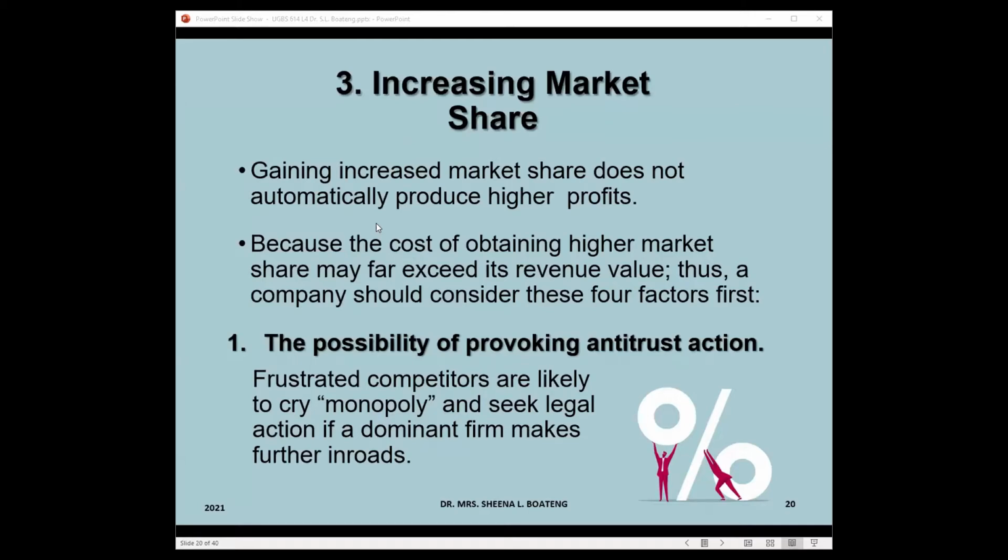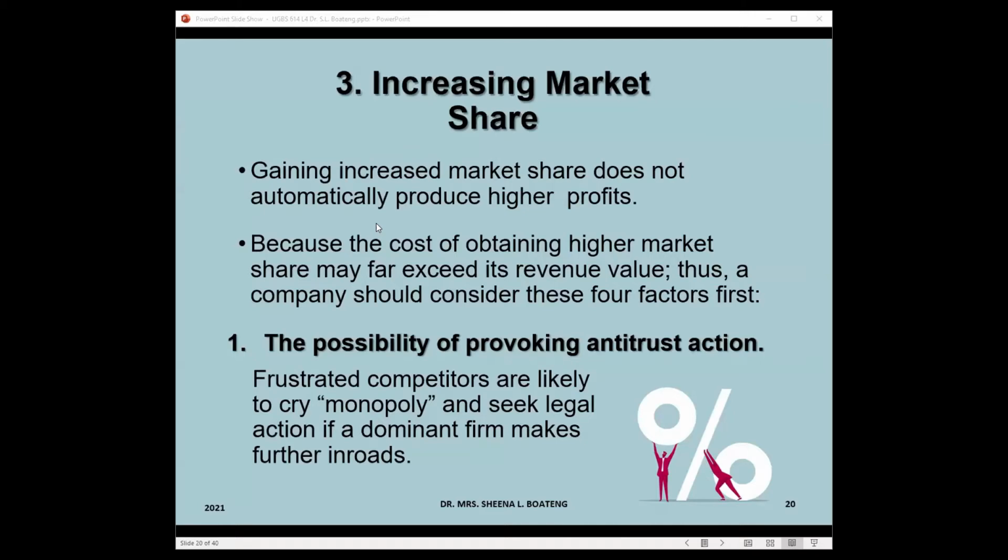For instance, one, we can talk about where the cost of obtaining the market share is high when there is a possibility of provoking antitrust action. Because if the firm invests so much in getting this higher market share and it provokes an antitrust action, where the frustrated competitors begin to cry monopoly and decide to seek legal action to stop this firm from expanding their market share, it would be detrimental to this expansion, such that it will lead to even more cost by way of, for instance, legal fees, which will far exceed the revenue value.